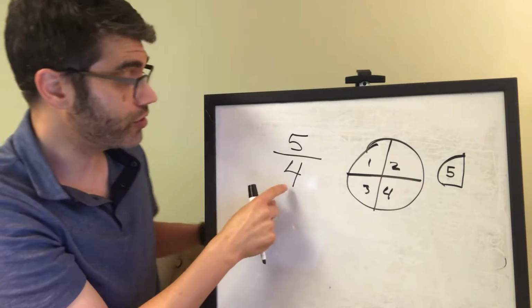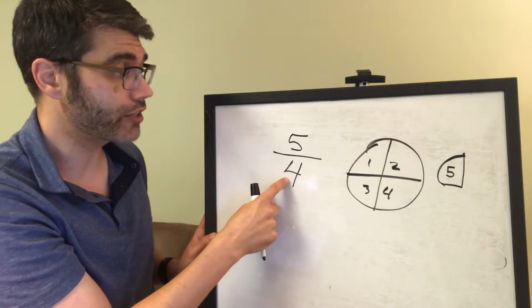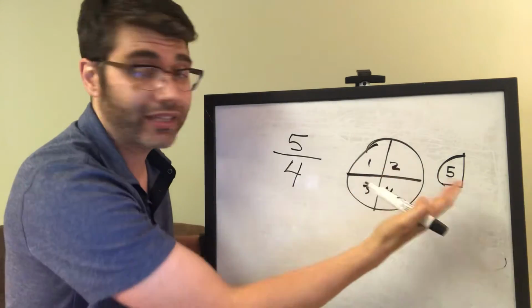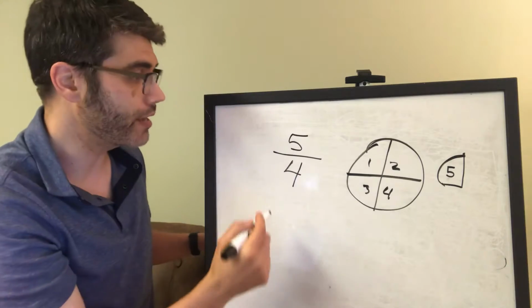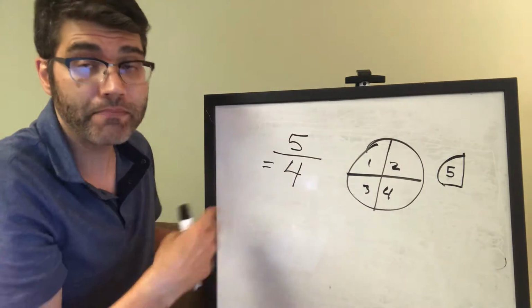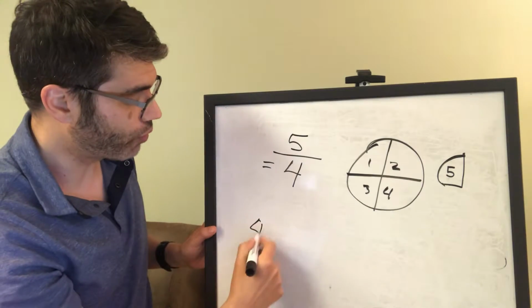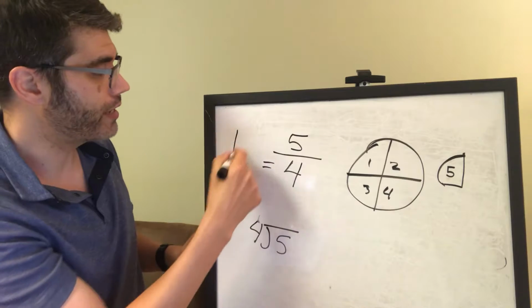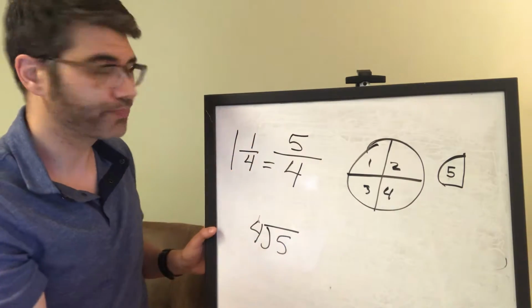So do you see how if this denominator goes down, then the overall fraction is representing something that's greater than 1, okay? In fact, if you were to turn this improper fraction into a mixed number, you would do 4 into 5, and 4 goes into 5 1 1/4 times. All right?